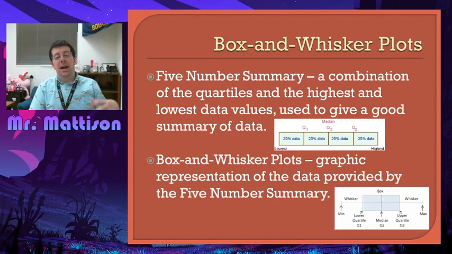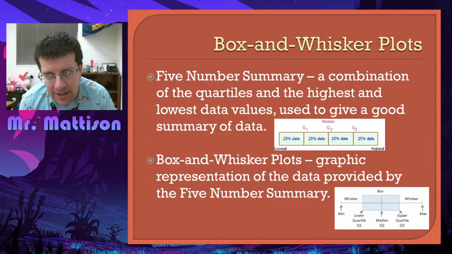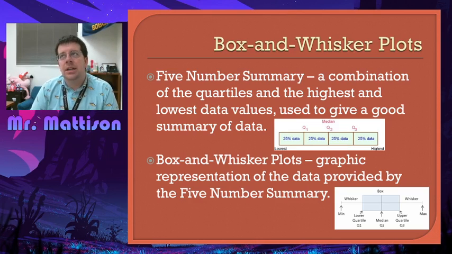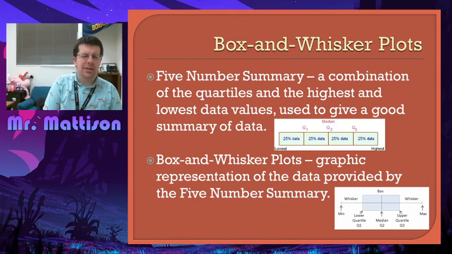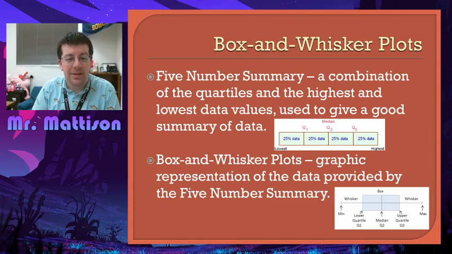Okay, so a box and whisker plot. This is a graphical way of representing these quartiles, and it really helps to show how spread out things actually are. It's also a graphical representation of what's called a 5-number summary.